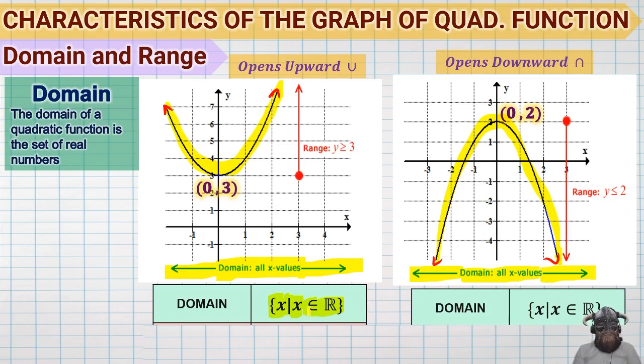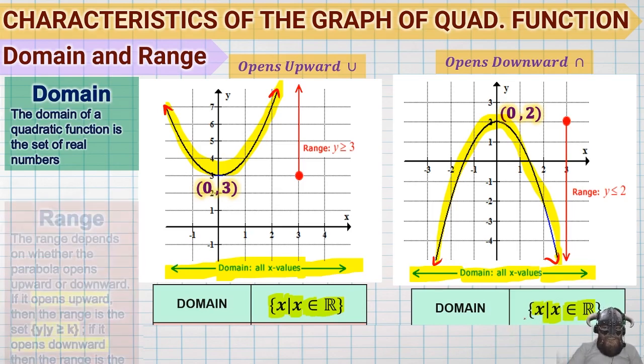Yun lang ibig sabihin niyan. Pero mas maganda kasing tignan kapag naka-set notation siya. So, palaging ganyan, even if your parabola will open upward or downward, at kahit ano man maging itsura ng ating parabola, ganun din. X such that x is an element. So, yung epsilon na yan is representing for element of real numbers. Yung iba, kapag sinusulat yung R na yan, parang gagawa ka lang ng 11, 10, gagawa ka ng R. So, yan yung real number symbol.